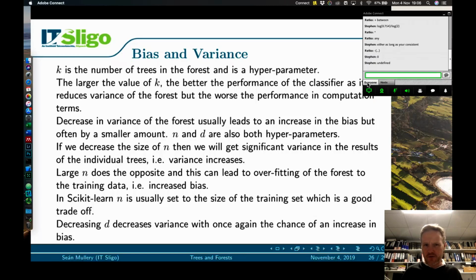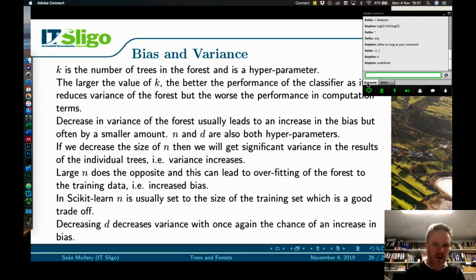So k is the number of trees in the forest, and it is a hyperparameter. So why don't we just use 100 trees or 1,000 trees, obviously, if we can choose as many as we want? The larger the value of k, the better the performance of the classifier, as it reduces the variance of the forest, but the worse the performance of the computation is, right? So if we use more trees in our random forest, we're going to have more computation in order to get our majority vote.